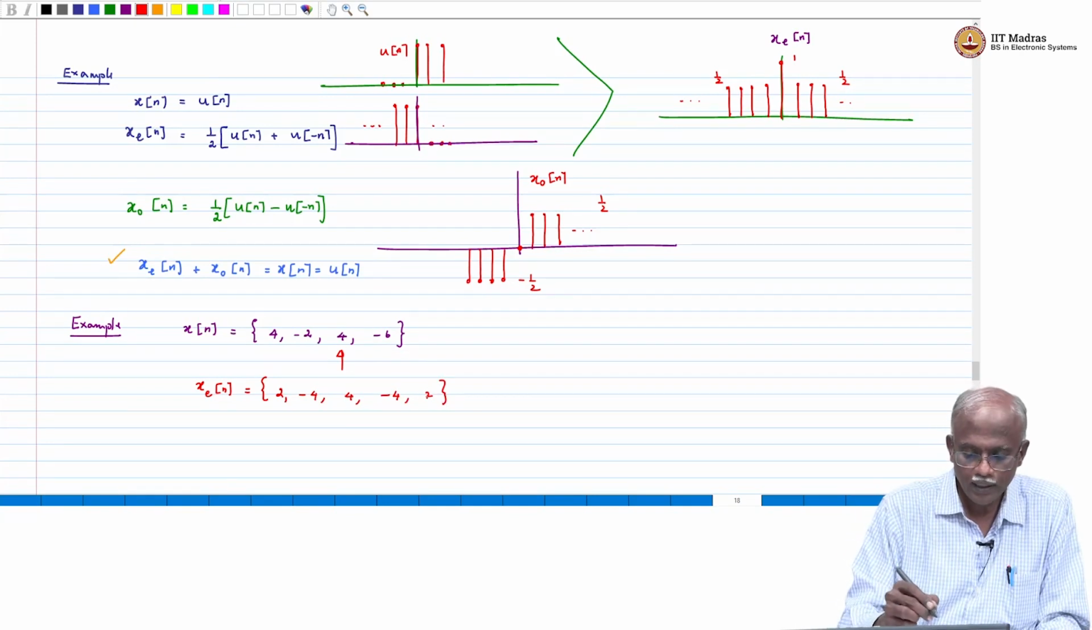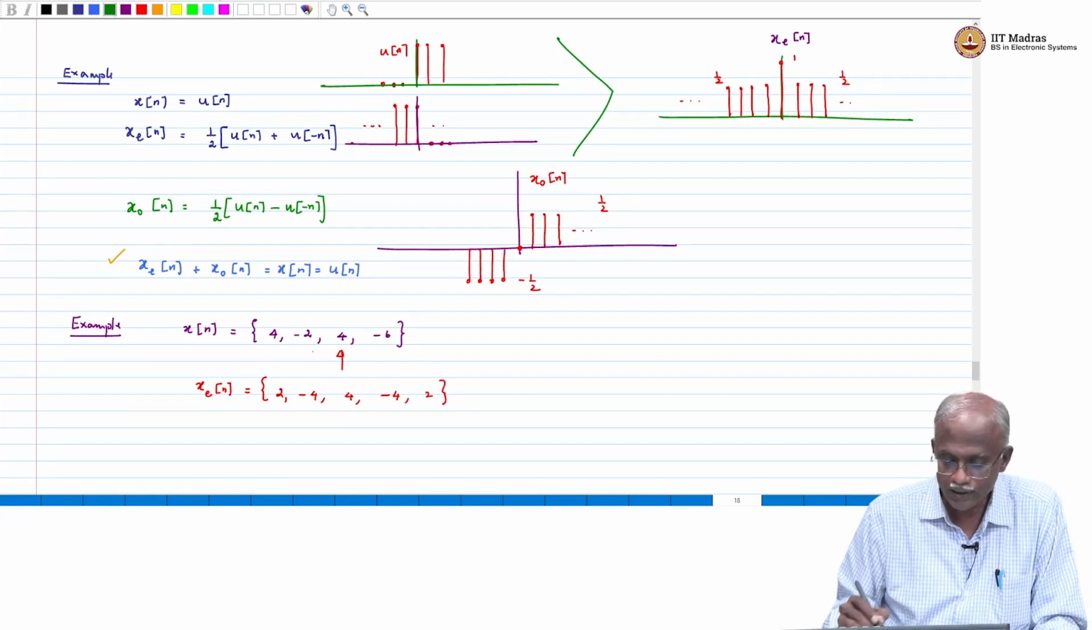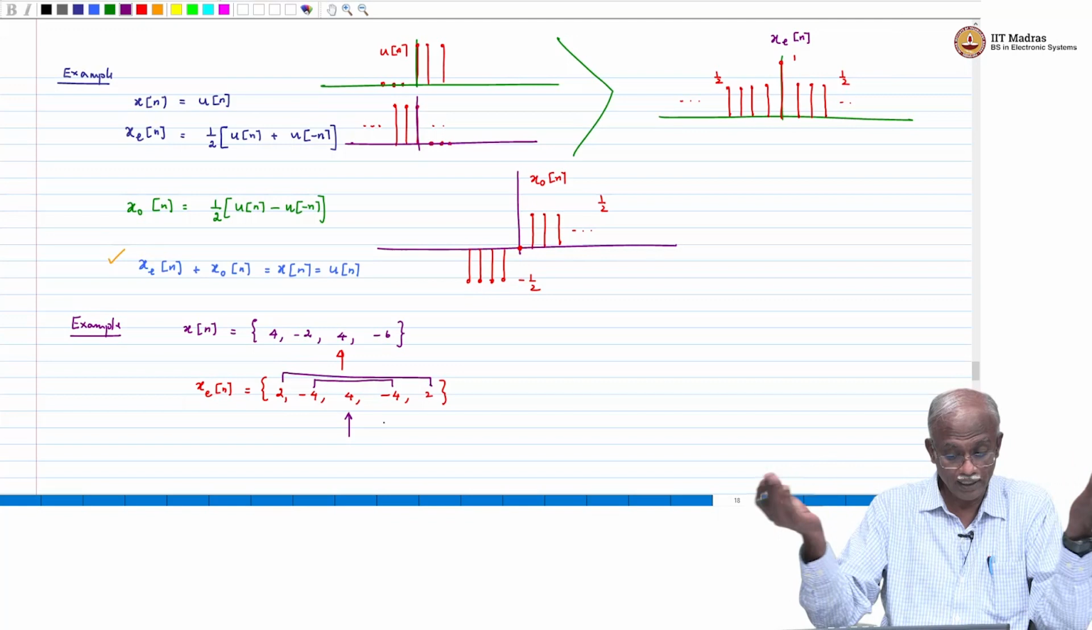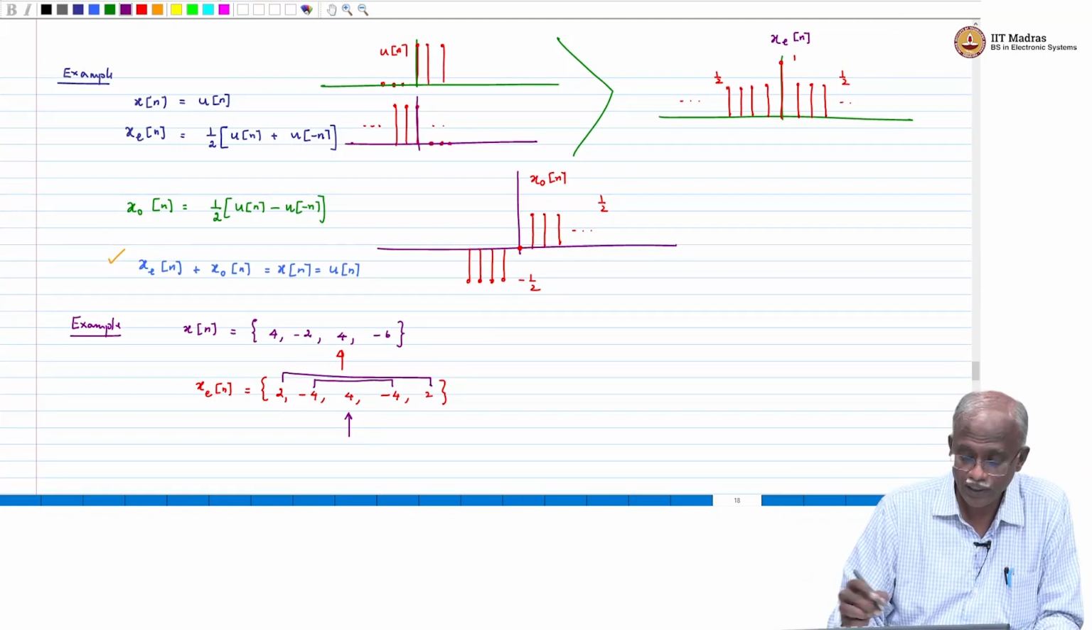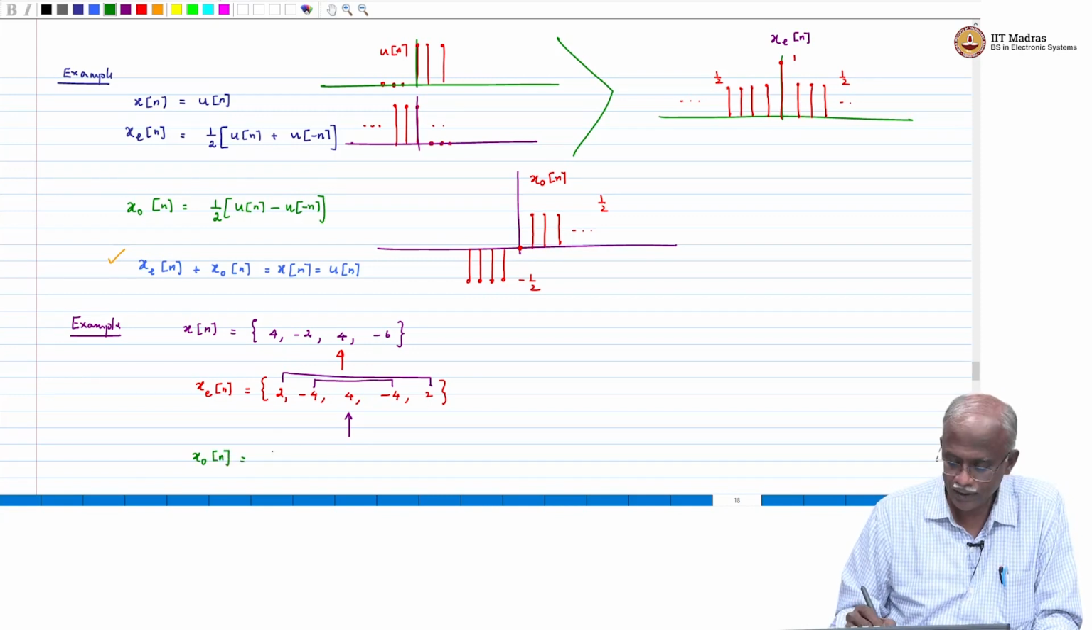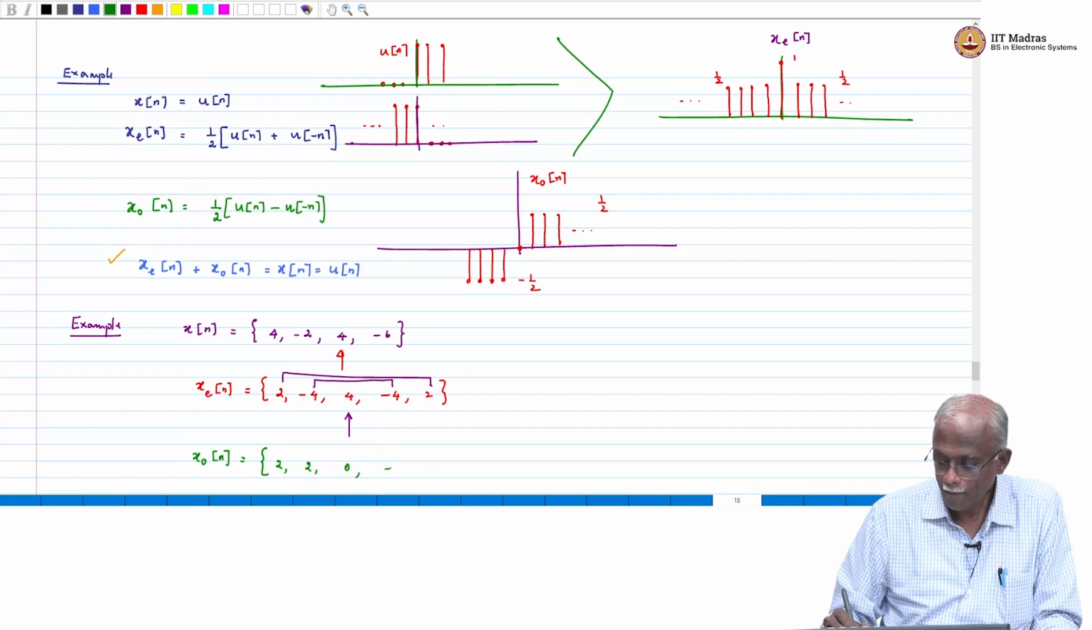Okay. Important thing to note, this is the origin. x of 1 and x of minus 1 are the same, x of 2 and x of minus 2 are the same. So that's a property of an even sequence. Okay. And look at x odd of n, go through and do the calculation. This comes out to be 2, comma, 2, comma, 0, comma, minus 2, comma, minus 2.